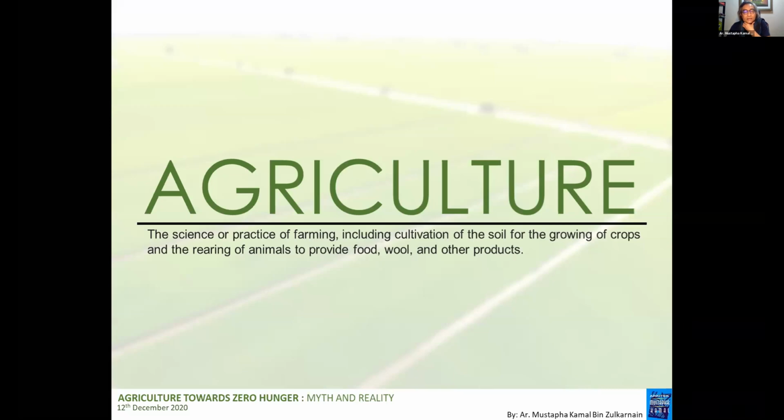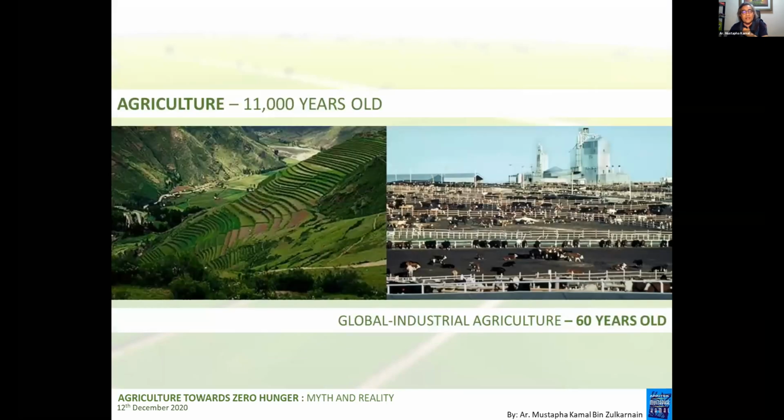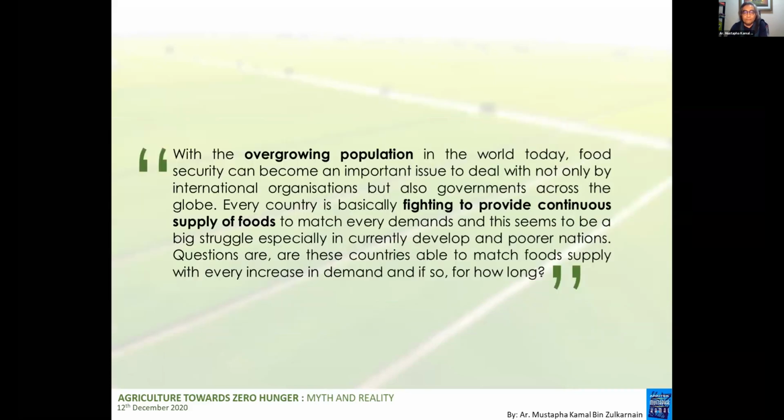So agriculture is actually the practice of farming, cultivation, and also using of the soil for growing of crops, right? And it has been going for 11,000 years. But the problem here is the global industrialization of agriculture, which is only 60 years old. And this is where the problem starts. Before, we didn't have this problem, but 60 years ago, we got this problem.